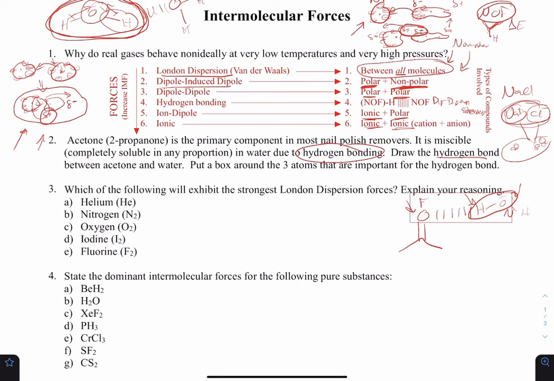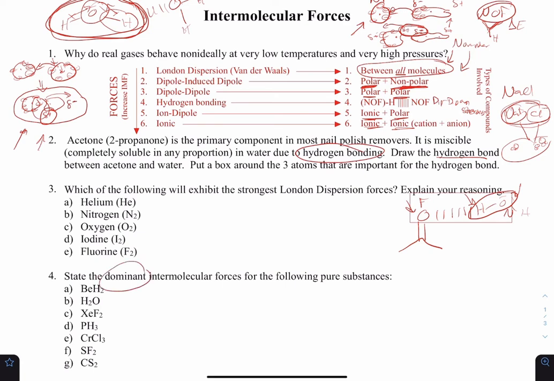All right. Okay, number 3 says, which of the following will exhibit the strongest London dispersion forces, and explain your reasoning. Okay, so you'll notice with all of these, the very first thing you should do in every question that they ask you is determine the intermolecular force at play. Okay, the strongest intermolecular force at play. Now, by the strongest, I mean how far down this list can you go? Meaning, which is the dominant intermolecular force, is what we're going to call it later.